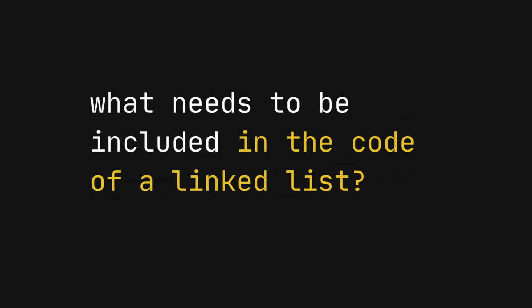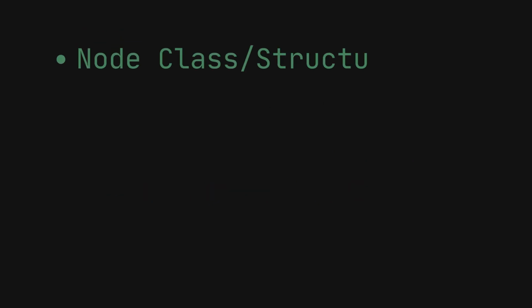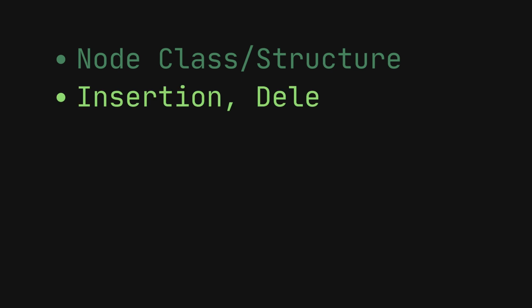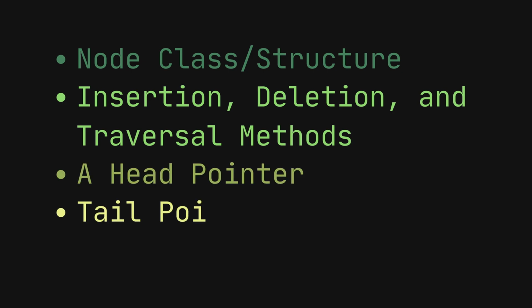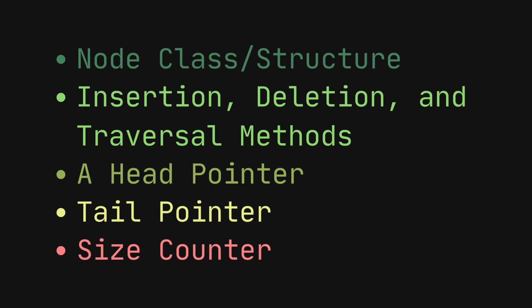Okay, so what needs to be included in the code of a linked list? You're going to need a node class or structure to represent the elements of a list, and insertion, deletion, and traversal methods to manipulate and access the list, a head pointer to keep track of the start of a list, the tail pointer, which is optional, but it's efficient to access the list's end. Also optional is a size counter to keep track of the number of elements.